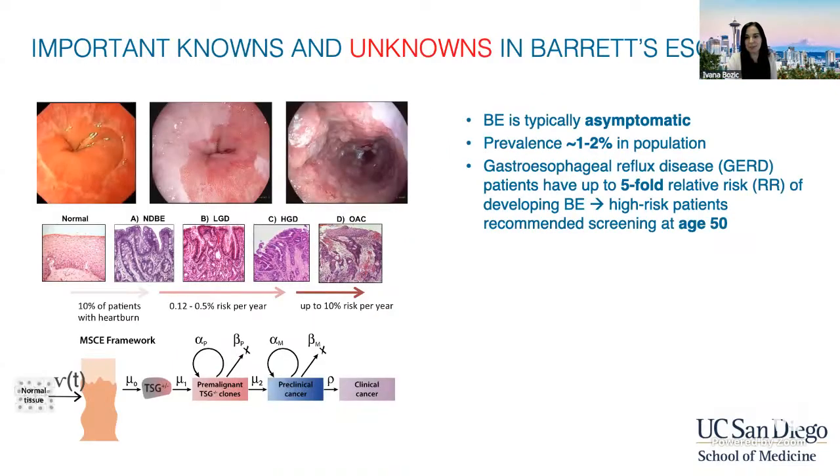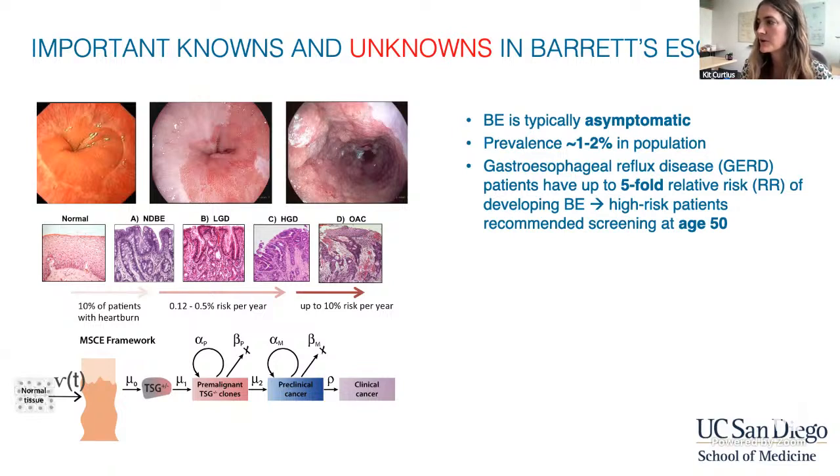Great, thanks. So when we were talking with the clinicians about some of the knowns and unknowns in Barrett's, I'll run down some facts for you. Again, like I said, Barrett's is typically asymptomatic. People are treating the acid reflux with things like proton pump inhibitors, but they don't know they have Barrett's. The prevalence is about 1 to 2% in the population, we know from population studies.